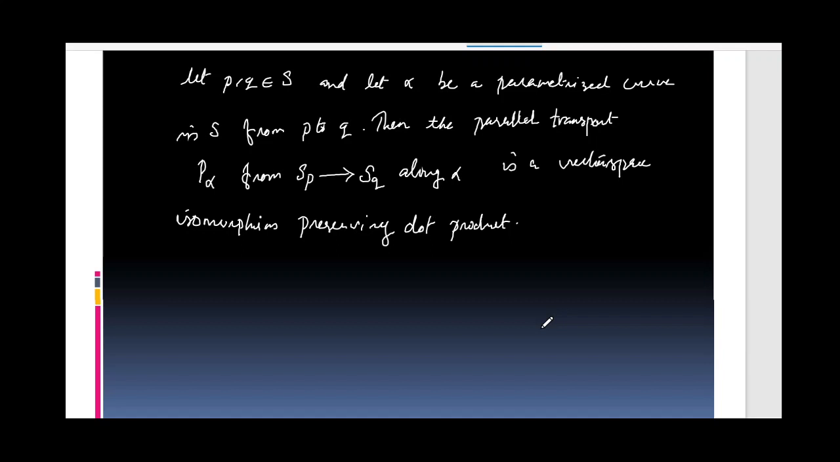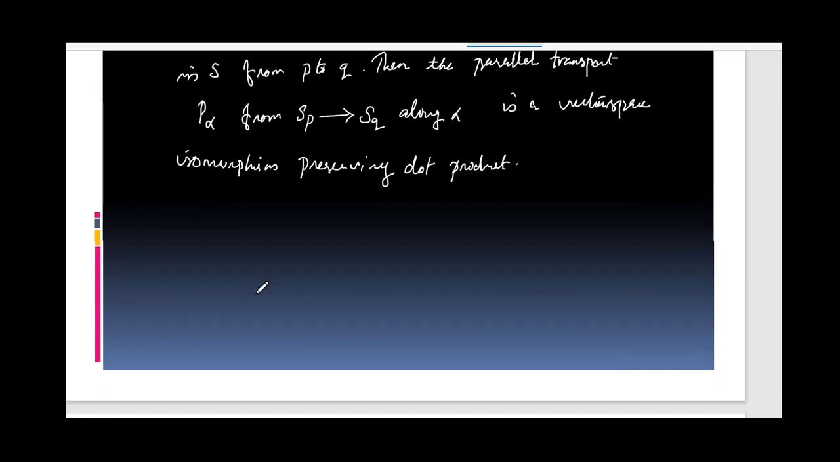So what do we want to prove here? We want to prove that P alpha is an isomorphism. For that, we want to prove P alpha is a linear map, P alpha is 1 to 1 and onto. And second, we want to prove that this parallel transport preserves dot product. That means P alpha of V dot P alpha of W is equal to V dot W for all V, W belongs to S_P.